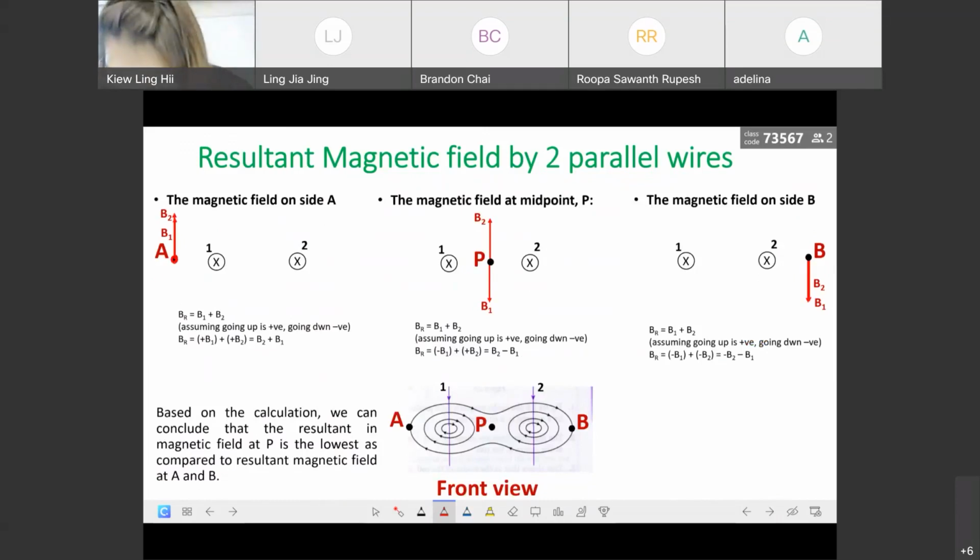Why is it going upwards? Because this is the tangent perpendicular to the radius. Okay, so going upwards from the right hand grip rule. Likewise, the magnetic field generated at point A by wire 2 is also going upwards. So in this case, we assume going up as positive. So B1 plus B2, that is our resultant magnetic field. So second case, if now it is at point P.